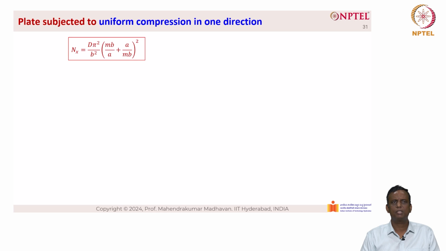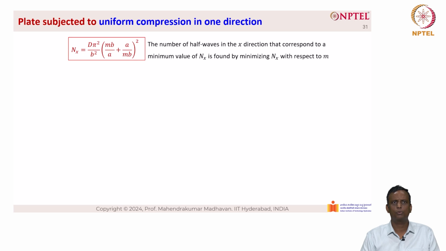So now this gives rise to the equation Nx equal to D pi square by b square into (mb by a plus a by mb) the whole square. The number of half sine waves in the x direction that correspond to a minimum value of Nx is found by minimizing Nx with respect to m. Now taking p equal to a by b, Nx equal to pi square D by b square into (m by p plus p by m) the whole square. So when we take the differentiation with respect to m, we have pi square D by b square into d by dm of (m square by p square plus p square by m square plus 2) equal to 0.